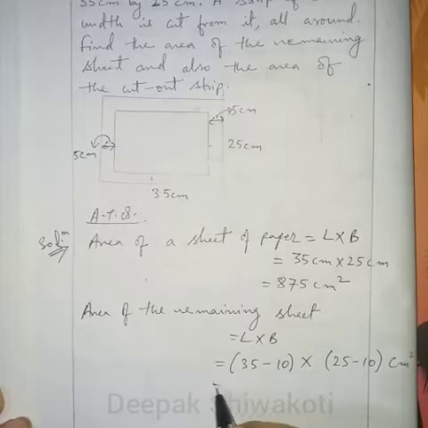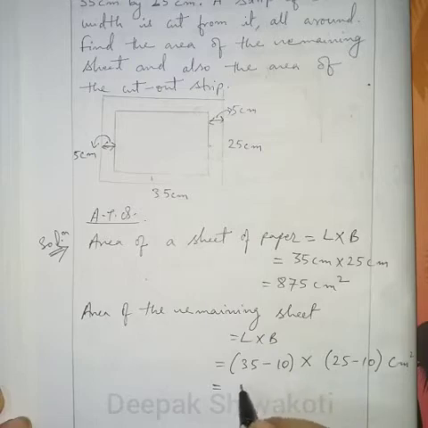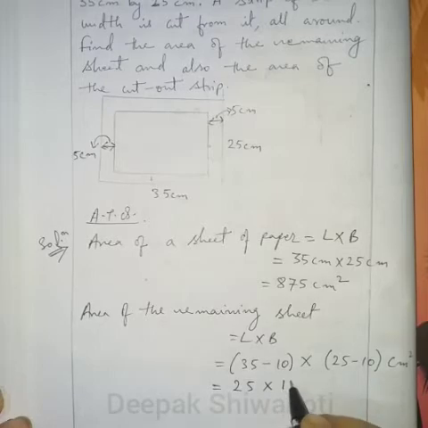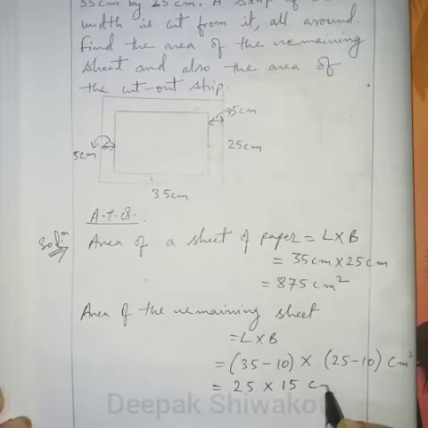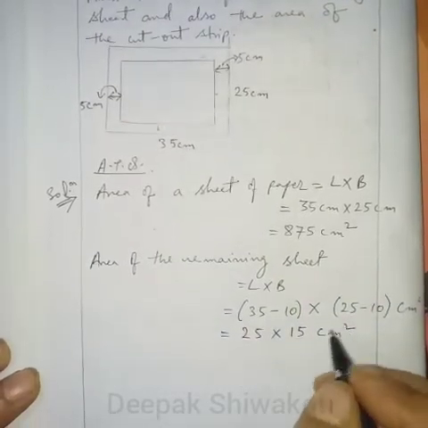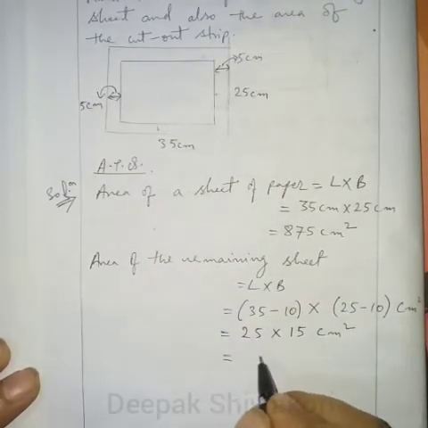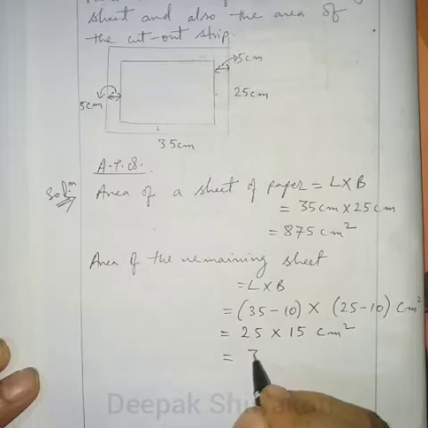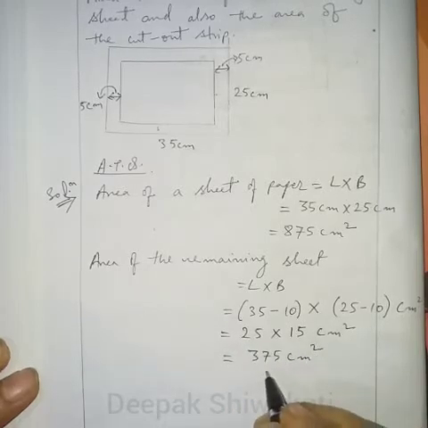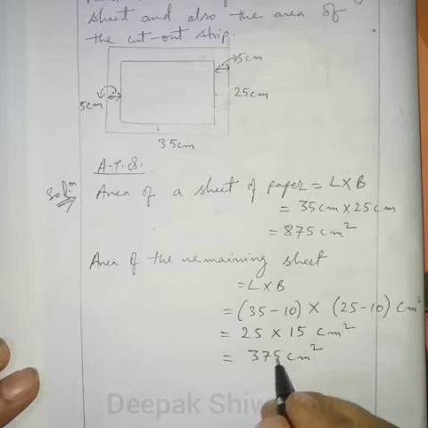So here 35 minus 10 is 25, and 25 minus 10 is 15, isn't it? So the area of the remaining sheet will be how much then? 25 into 15 will be 375 centimeter square. Okay, so this is the area of the remaining sheet.